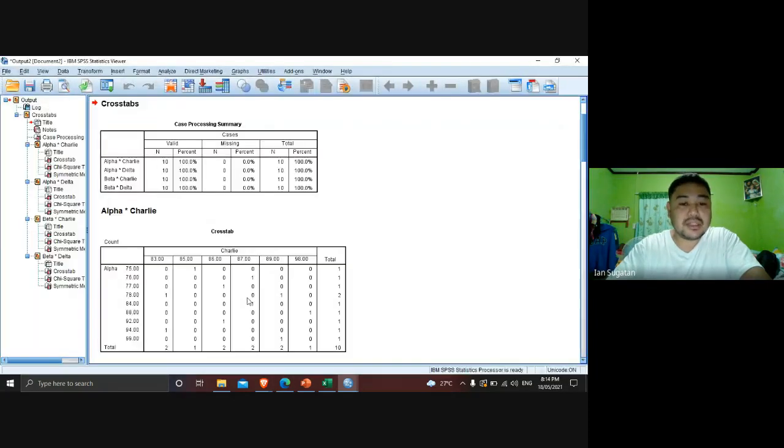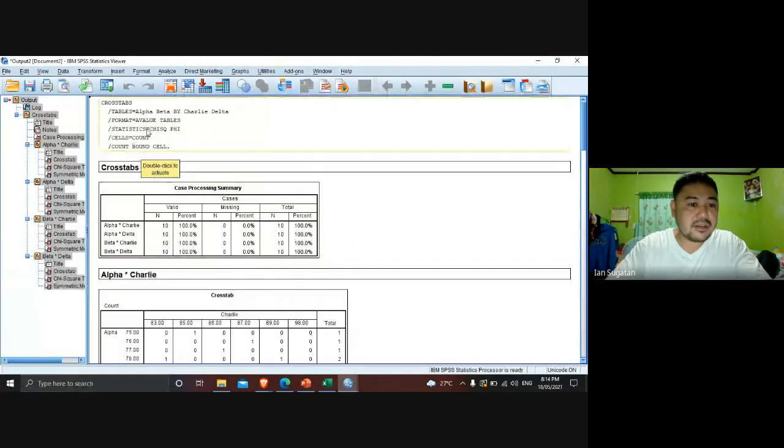Pag okay na, automatically SPSS will compute. Then, pwede man select all, Control A, then Control C, kag i-paste ninyo sa Word. Pag na-paste ninyo sa Word, doon i-edit ang result. Okay?